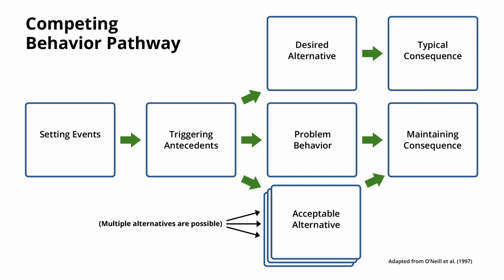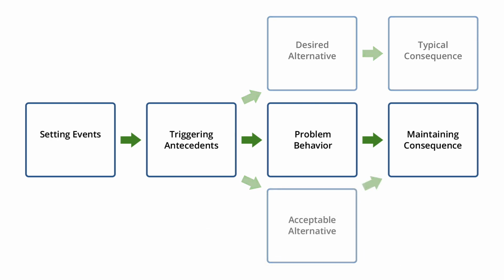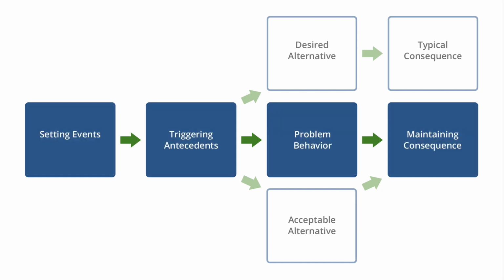Simply put, the competing behavior pathway shows us what is happening currently as expressed in the summary statement and what needs to change. For example, we want Demi to line up quietly without aggression. The first step in making the competing behavior pathway is to transfer the summary statement to the central pathway. These boxes in the center row. They will contain all the components of Demi's summary statement.